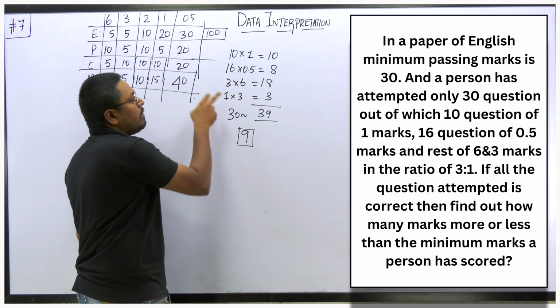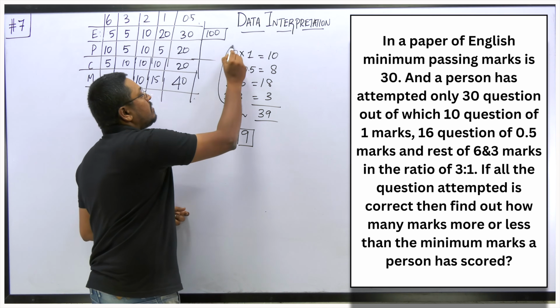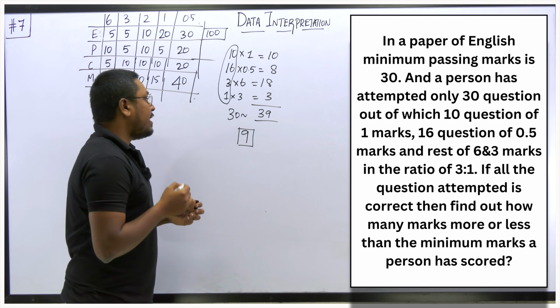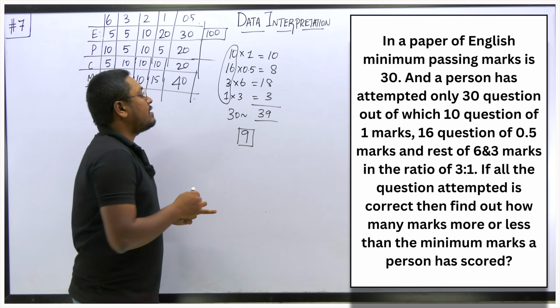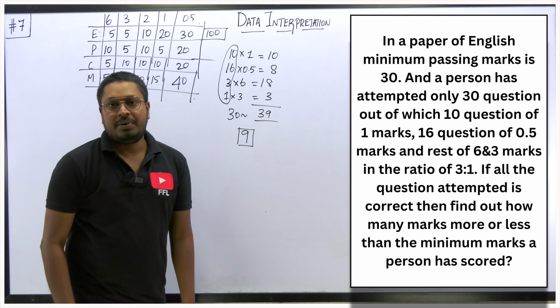26 plus 3 plus 1 will be 4, so 30 questions. So cross-check it one time, because our target is to find the total marks he scored, but anyway the number of attempted questions was also given, which is 30 questions. So after finding the answer, you can cross-check once whether we have calculated correctly or not.